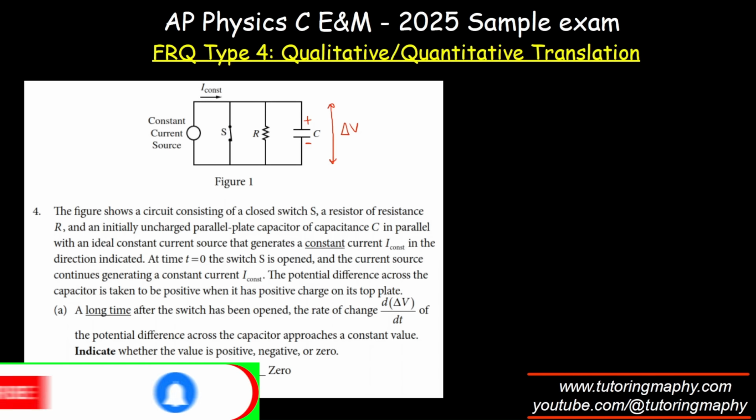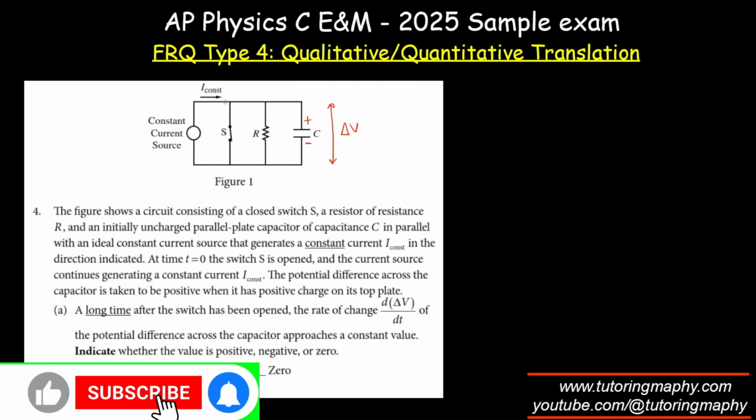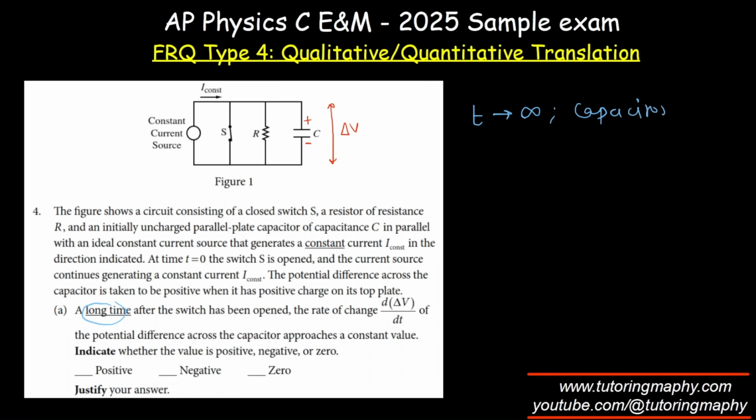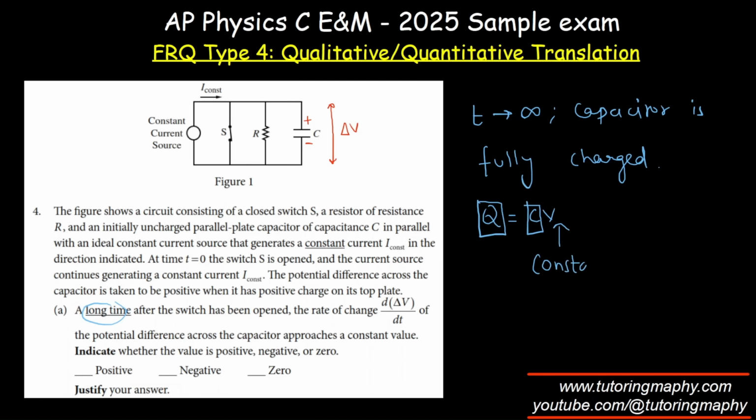Okay, this is an RC circuit, right? A parallel circuit. If it reaches a constant value, a long time means t approaches infinity. So when t approaches infinity, the capacitor is fully charged, which means that in the relationship Q is equal to CV, Q becomes constant. C is anyway constant. So V will also become constant, which means that the change in V with time will just become zero because V is not increasing anymore.